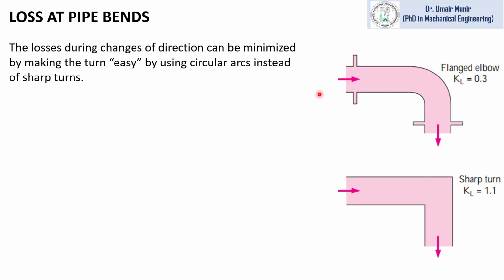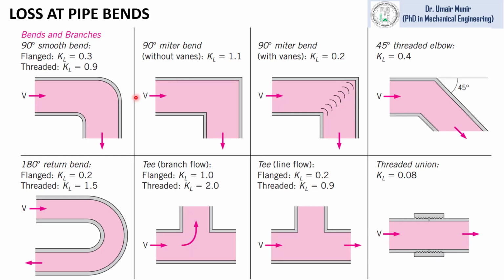The loss from pipe bends and elbows can be found by using these values of KL. For the sharp turn, the KL value is equal to 1.1 and for the well-rounded elbow, KL is equal to 0.3. There are different pipe bends and this figure shows the reference values of KL for different types of bends and elbows. This figure will be used for calculation of head loss from any type of bends, elbows or tees.